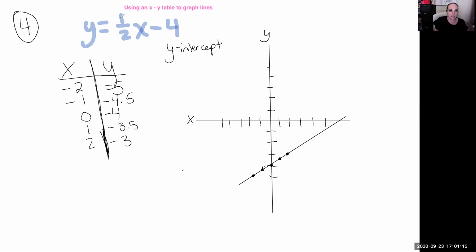And our slope is up 1 over 2. So if we had actual grid lines here, we could see we're going up 1 over 2. I can do this in a different color. Up 1 over 2, up 1 over 2. So this is what the line should look like.